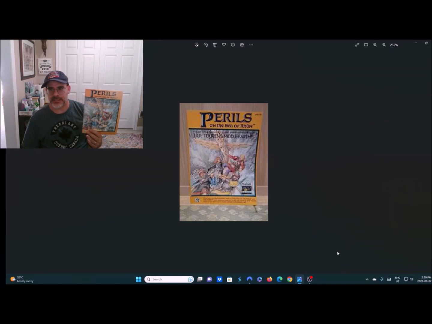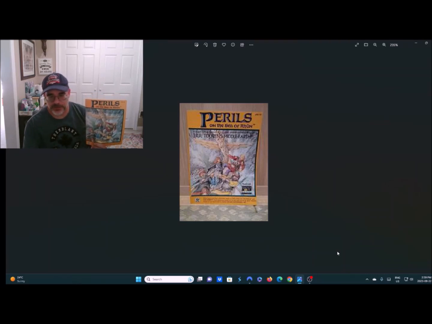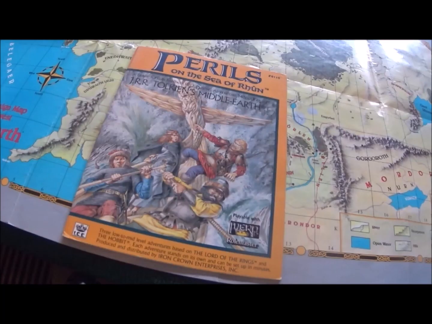Perils on the Sea of Rhun is number 8110 of the series, a Raid Run Adventure. They released this in like 1989. I think I bought it in 1990, and I had a lot of high expectations for this because it's the first book that delved into a region they hadn't been, the Sea of Rhun, and I was hoping they'd go further and further east as time went along. But anyway, let's take a look and see what this book's got.